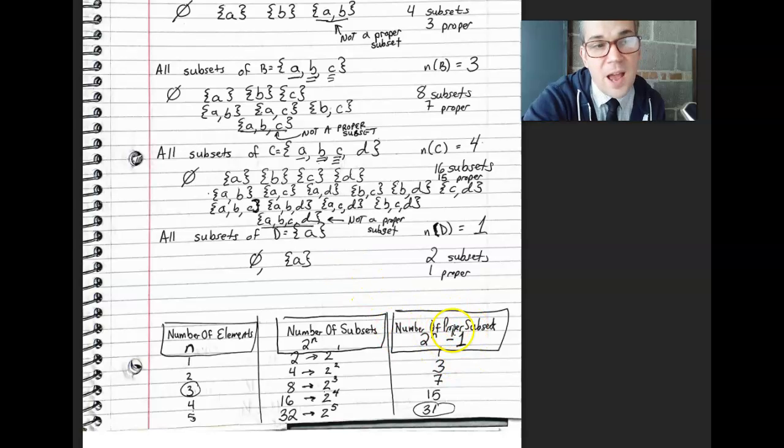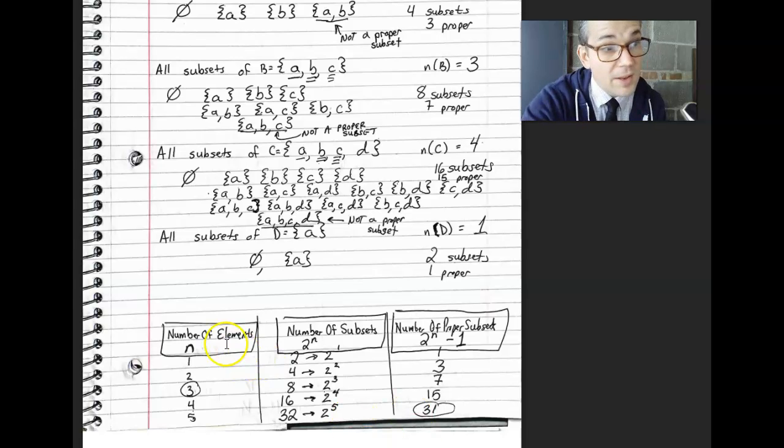So if I'm asking for number of proper subsets, you're going to go ahead and take, if it's 4 elements, 2 to the 4th power and get that answer, and then subtract 1. You know, if it's 7 elements, n equals 7, then 2 to the 7th power is the number of subsets, so 128 subsets. And the number of proper subsets is 1 less than that, so 2 to the 7th minus 1.